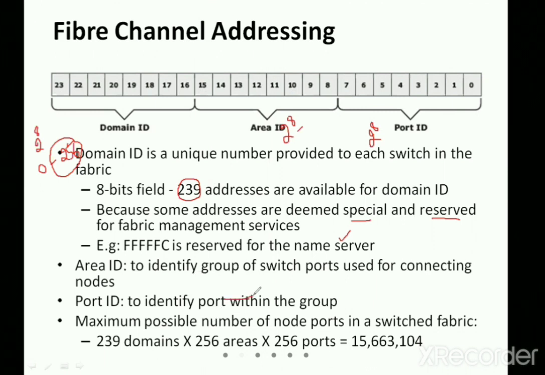Now if you check the maximum number of nodes or node ports that can be connected, it is this much. For domain ID we have 239, for the area ID we have 256, and for the port ID we have 256. So the total goes to this number, about 15 million. Moving on to the next one. This is all about the addressing.